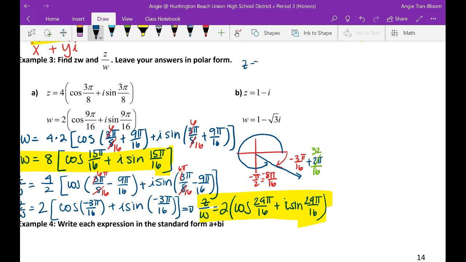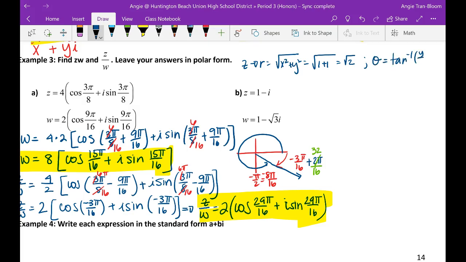So for z, r is the square root of x squared plus y squared, okay? X squared is 1. 1 squared is 1. Y is negative 1, but negative 1 squared is also 1. So the radius is square root of 2 for z. Then I also need to find theta. So theta for z is tangent inverse of y divided by x.